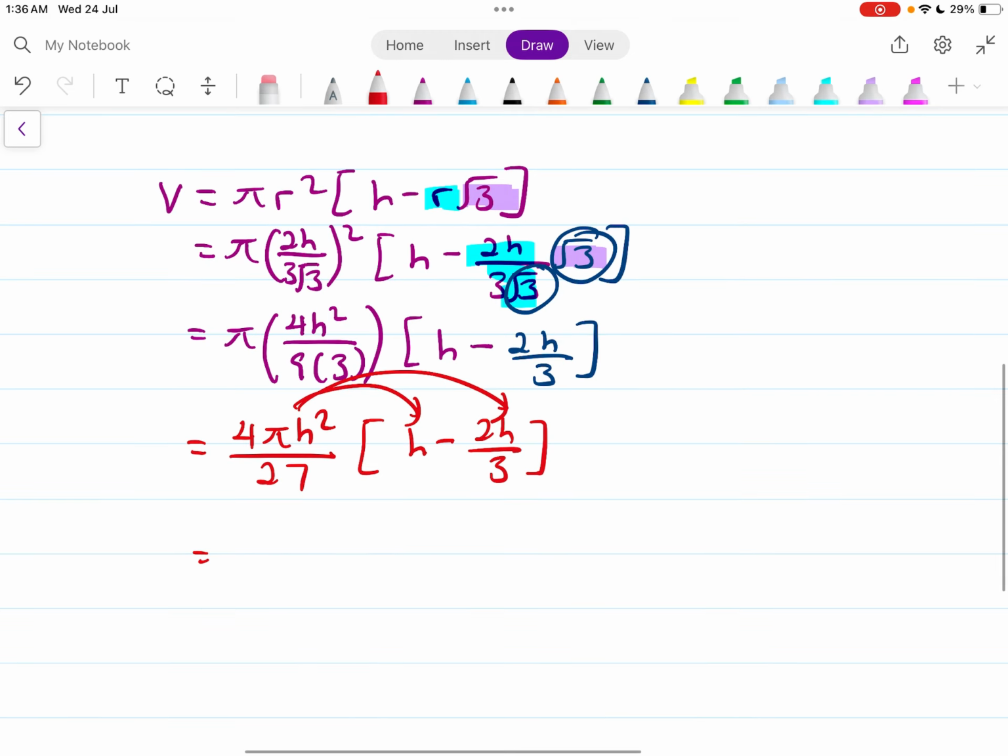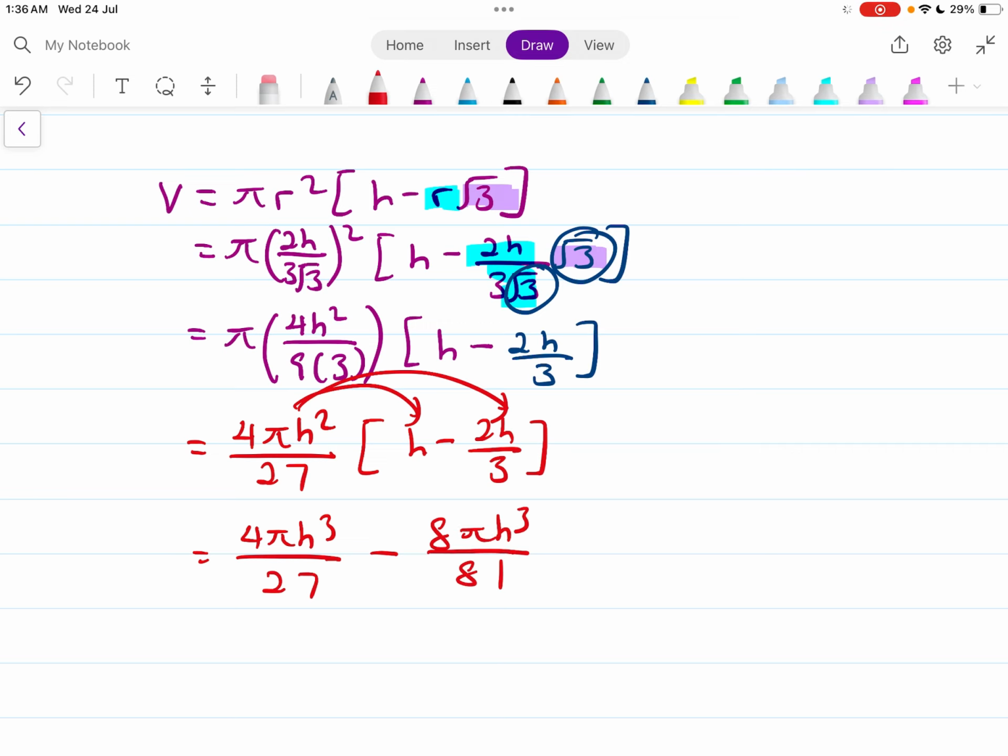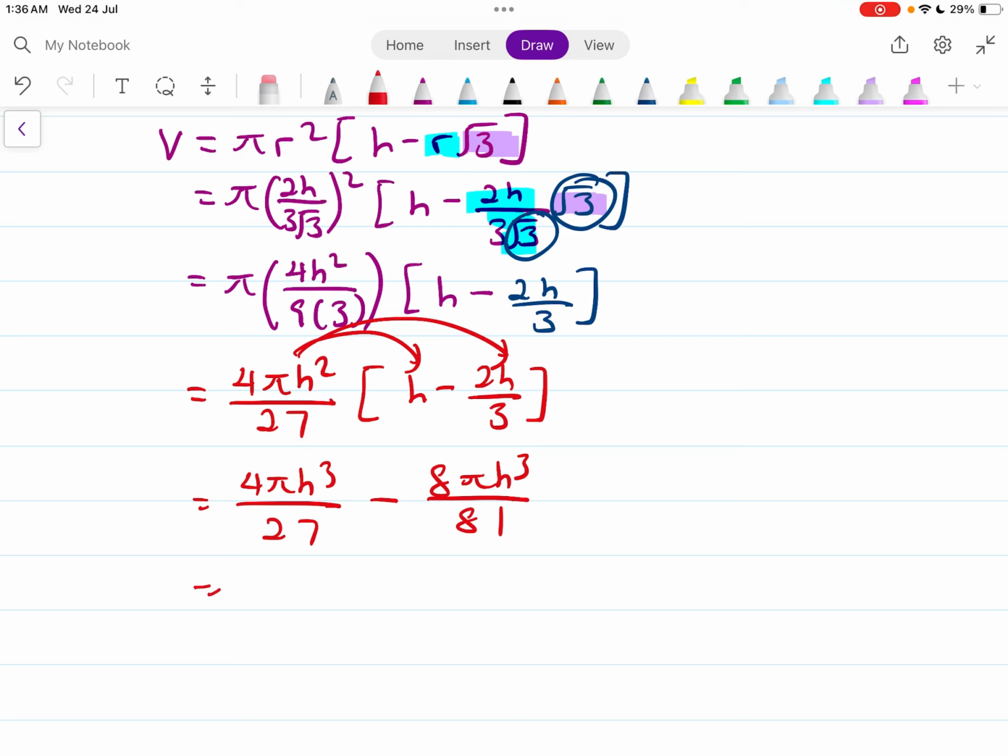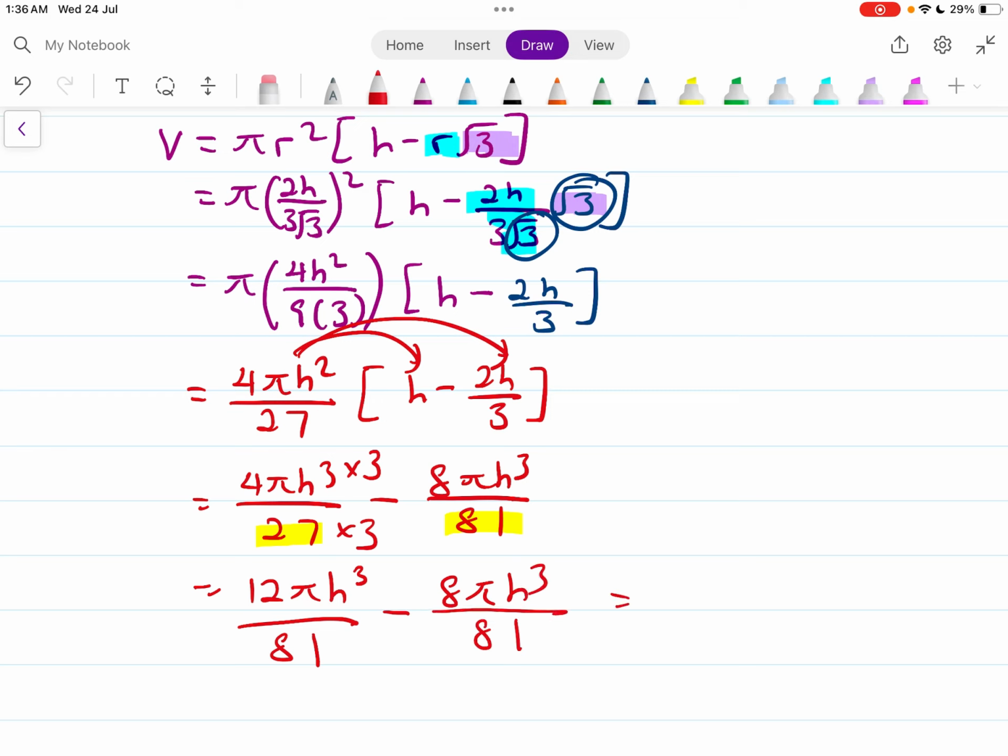So this will give you, okay, the first term is 4 pi h cubed over 27. Second term, 8 pi h cubed over 81. Okay, then after that, you just do the calculation. You'll realize that this one is the 81, this one is the 27. So for the first fraction, you need to times 3 here, and times 3 here. So this will give you 12 pi h cubed over 81 minus 8 pi h cubed over 81. So in turn, you will actually get 4 pi h cubed over 81.